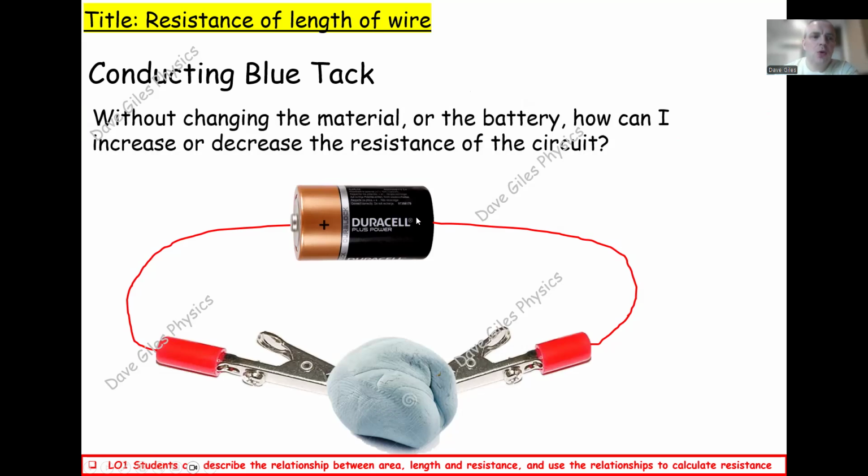Okay, there's two ways you can do it. One of them is to stretch it out thin. So roll it, have it long and thin, because then you've decreased the area and you've made it longer. So that will increase the resistance. Alternatively, you can squash it, make it a bit shorter, a little bit fatter, and that will decrease the resistance.